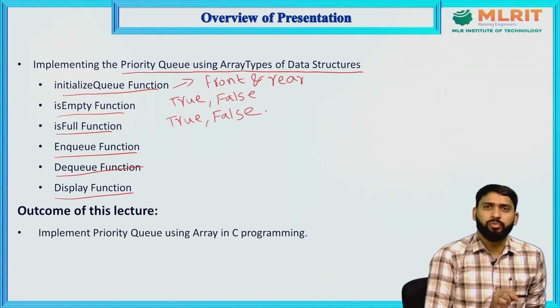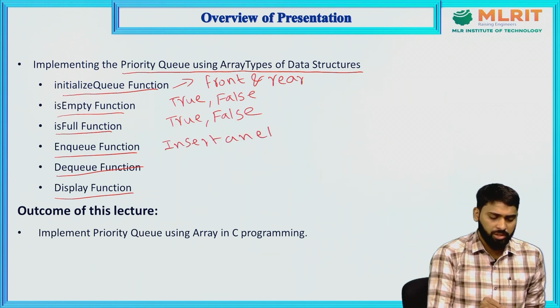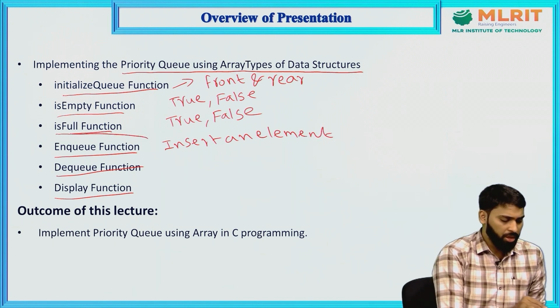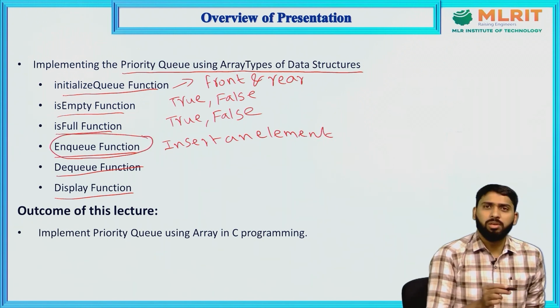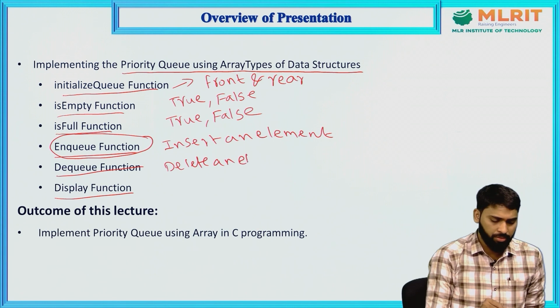The enqueue function inserts an element into the queue. This is the very important function in this class. The remaining functions are similar to a normal queue. The dequeue function deletes an element from the queue, and the display function displays all elements in the queue.